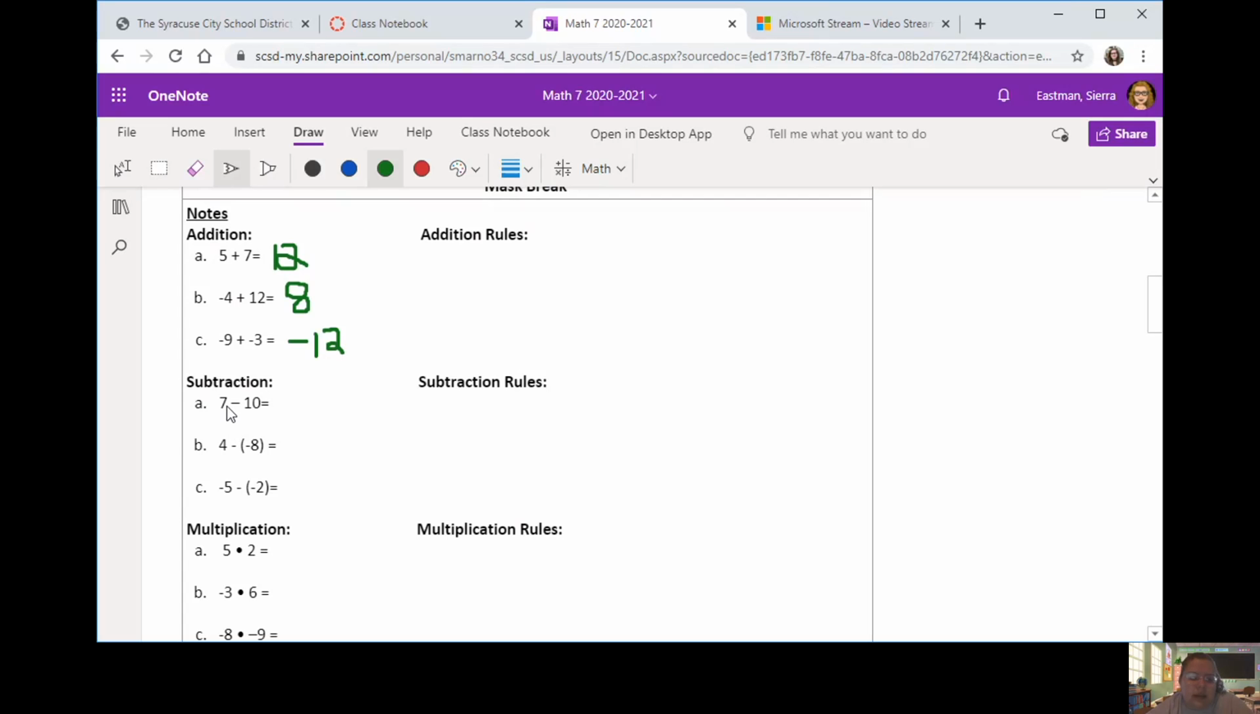In my subtraction section, I have 7 minus 10, which should give me 3. Sorry, negative 3. 4 minus negative 8, which should actually give me a positive 12. Negative 5 minus negative 2, which should actually give me a negative 3. If any of these are tricky so far, just hold on a sec. We're going to talk about our rules, which might make some of these things a little bit more clear.